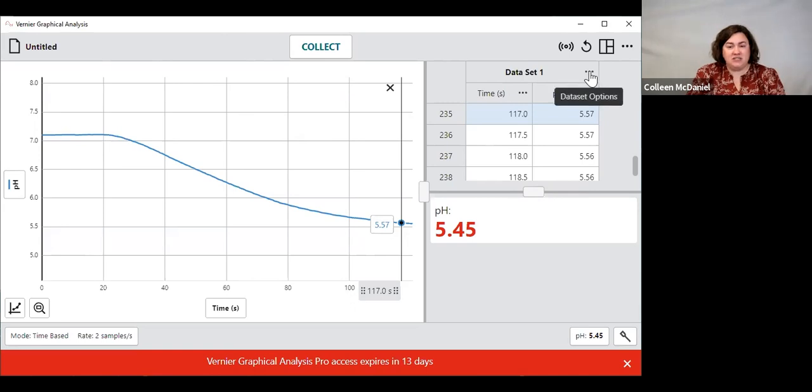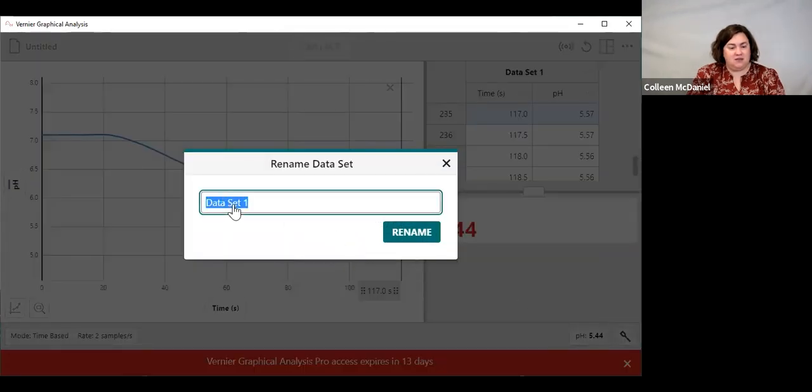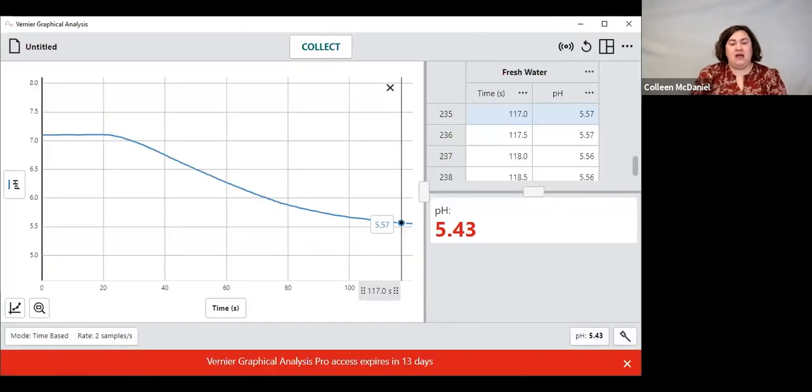So I'm going to click on my data set options, and I'm going to go ahead and rename my data set. And this is going to be renamed freshwater. That way I know that is my freshwater sample that I want to analyze. Okay, first run of data so far. Any questions?